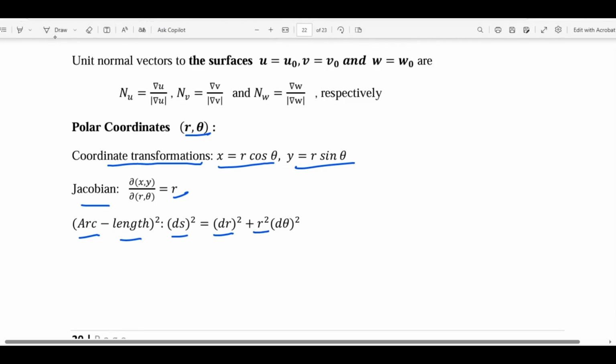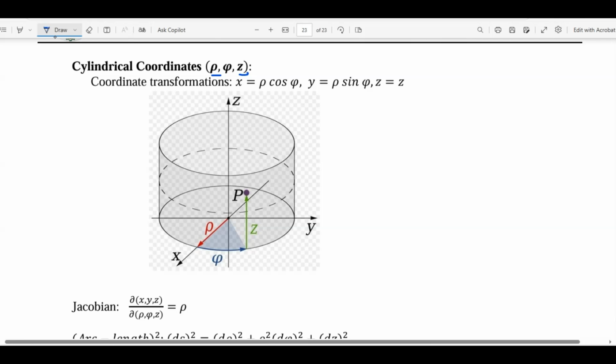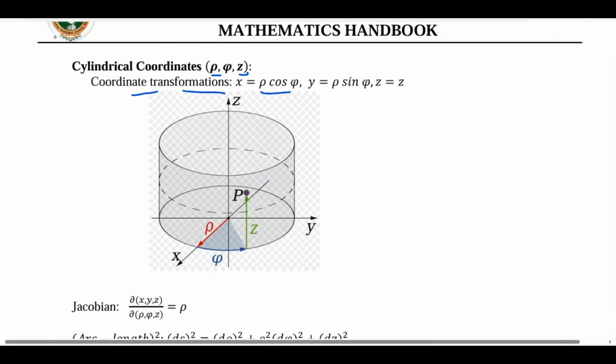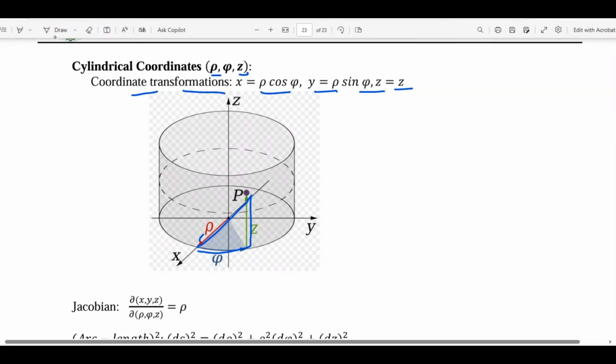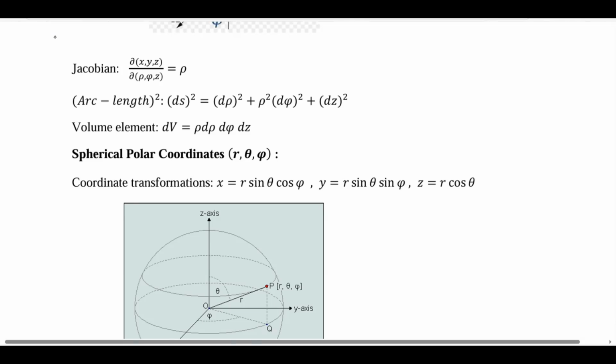Next you have cylindrical coordinates. We have cylindrical coordinates as rho, phi and z, where the coordinate transformation is x equals rho cos phi, y equals rho sin phi, and z equals z. So this is the one which we have here. And then we have the Jacobian ∂(x,y,z)/∂(rho,phi,z) equal to rho. Then the arc length squared is ds squared equals d rho squared plus rho squared d phi squared plus dz squared. Volume element will be dv equals rho d rho d phi dz.